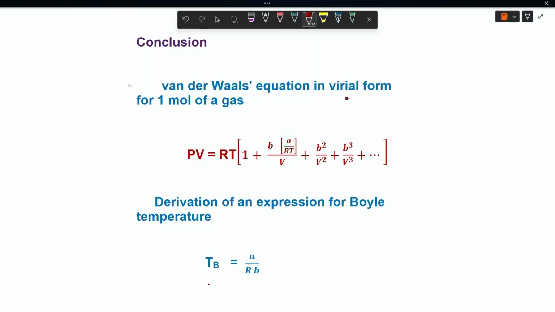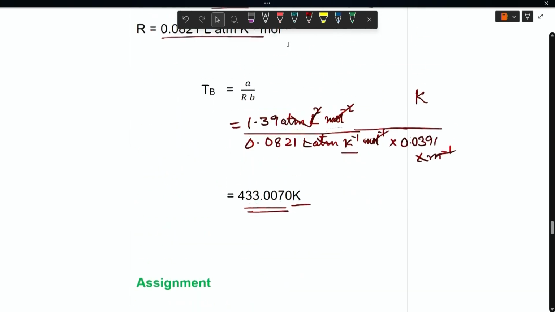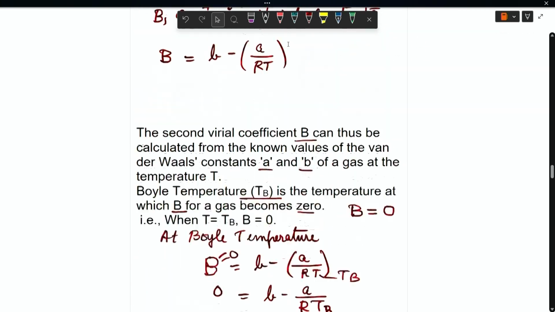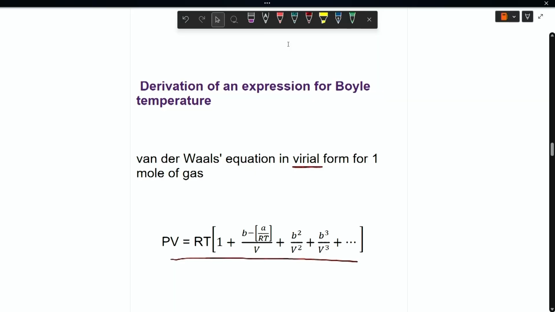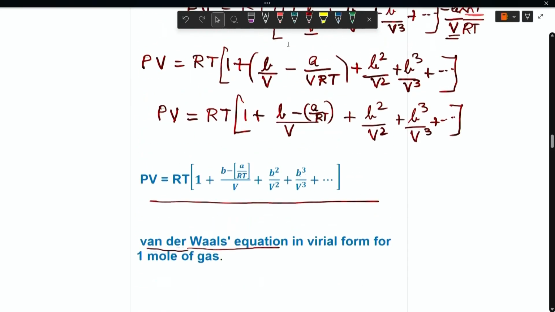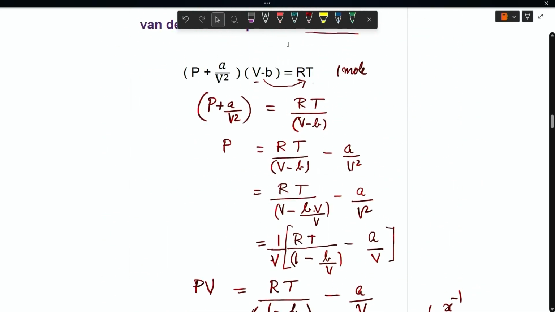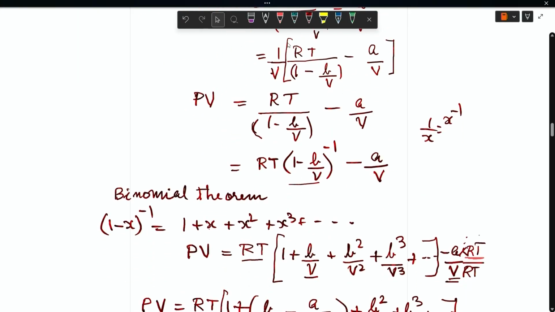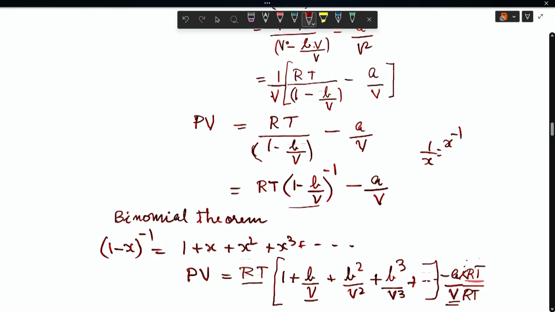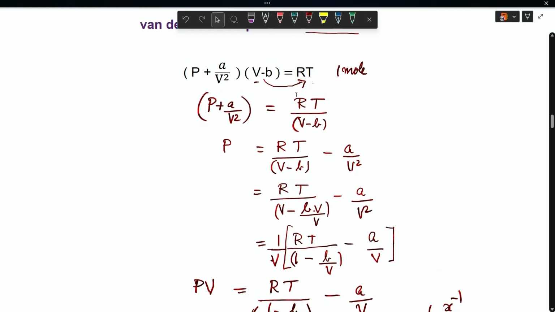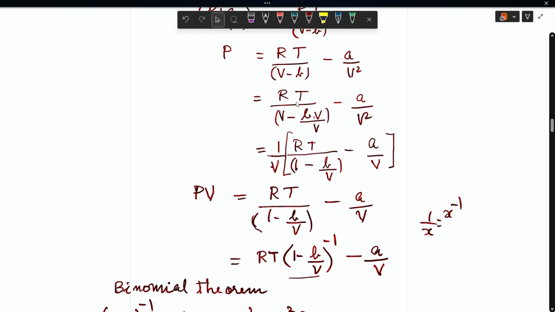Okay. To conclude, let us see van der Waals equation in virial form for 1 mole of a gas, which we have derived taking the van der Waals expression, rearranging it, expanding one of the terms. This is the important point to be remembered, 1 minus B by V whole raised to minus 1. This is what we get on expanding and making some rearrangements.